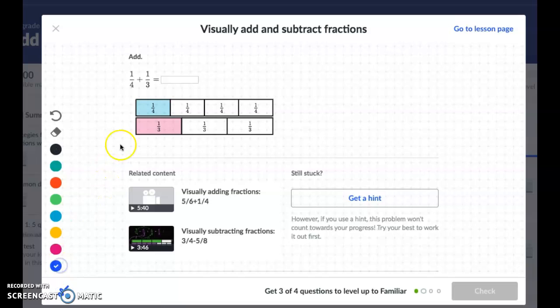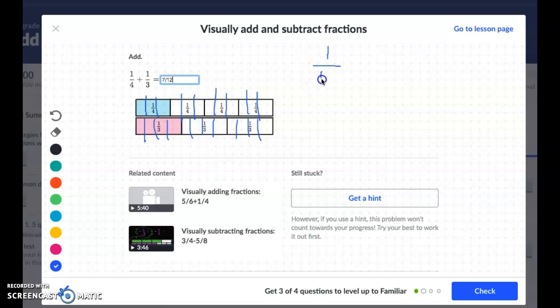And so in our picture, what we would want to be doing is making these into 12 sections. So 1, 2, 3, 4, 5, 6, 7, 8, 9, 10, 11, 12. And then we would make our thirds into 12 sections as well. So we're going to have to draw a few extra lines there. My lines aren't exactly perfect, but hopefully you can see what we're doing is making them into 12ths. So here I have 3/12 shaded, and here I have 4/12 shaded. So my answer is going to be 3/12 plus 4/12, which would be 7/12.